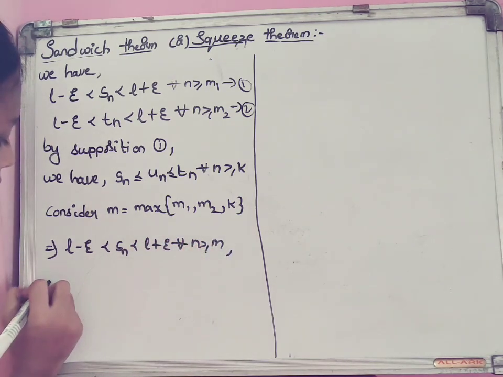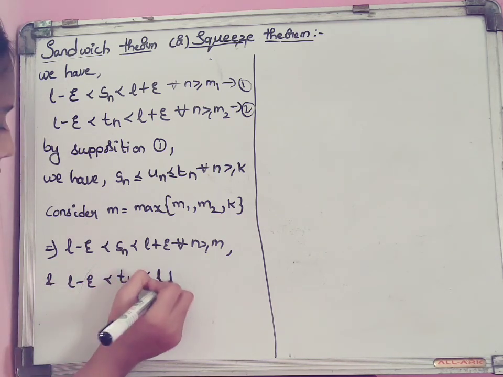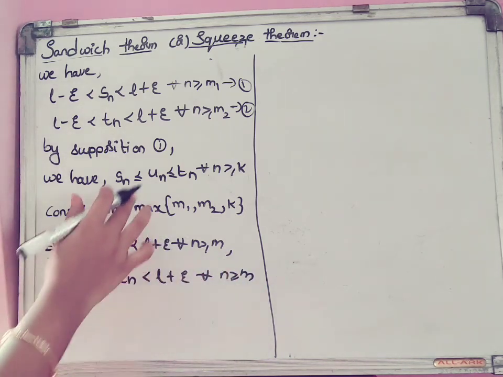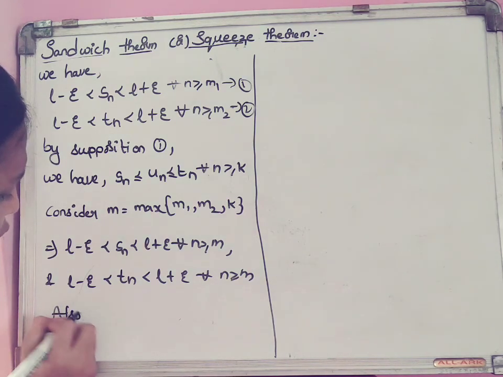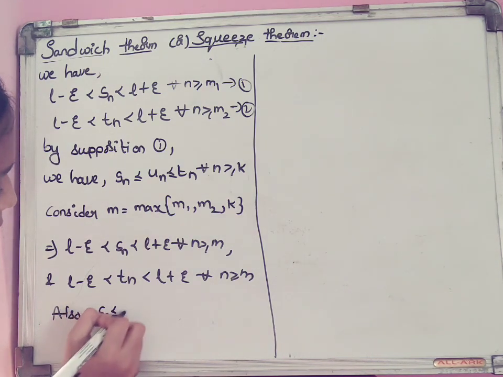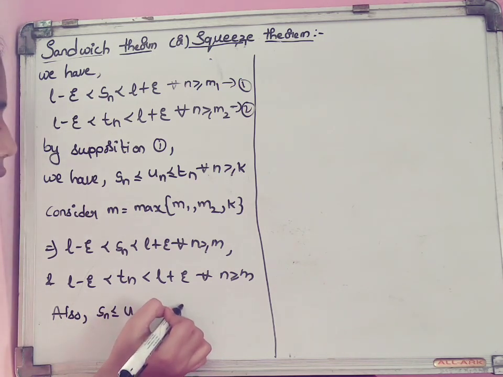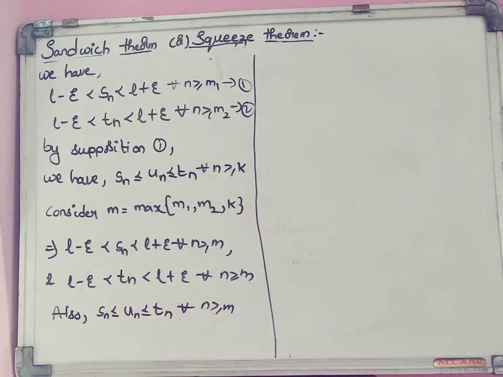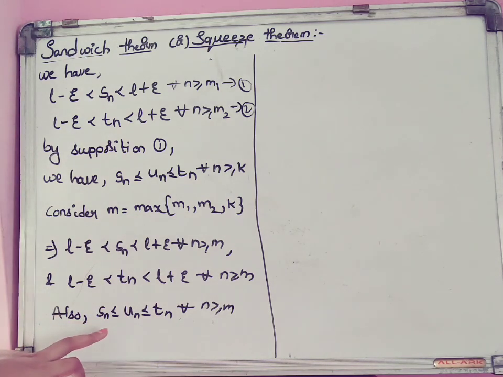Next, L minus epsilon less than Tn less than L plus epsilon for all n greater than or equals to m. Similarly, from this condition we can write also Sn less than or equals to Un less than or equals to Tn for all n greater than or equals to m. Next, by using this condition, I want to prove limit Un is equals to L.